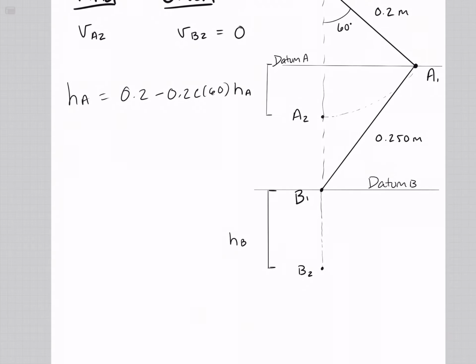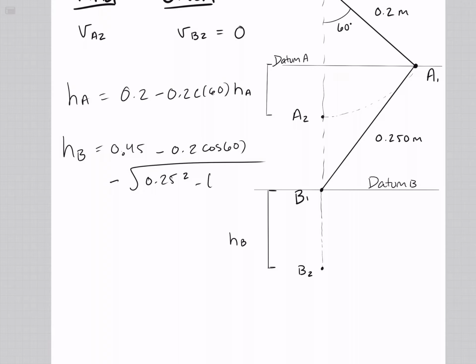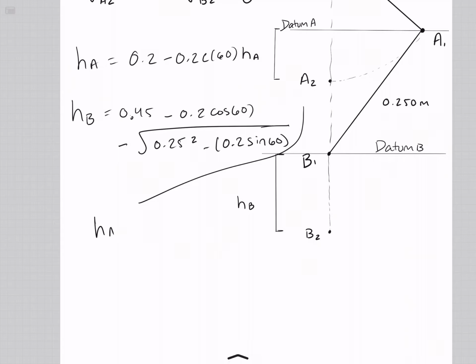And for hB, it's a little bit longer because you have to calculate this distance first and then this distance. So what you get there is the two lengths added together, which is 0.45. Then you subtract the 0.2 cosine of 60, and you subtract the length from the square root of the side, which is the square root of 0.25 squared minus the 0.2 sine of 60. So there you have hA and hB. And those equal hA is 0.1 and hB is 0.169722 meters.